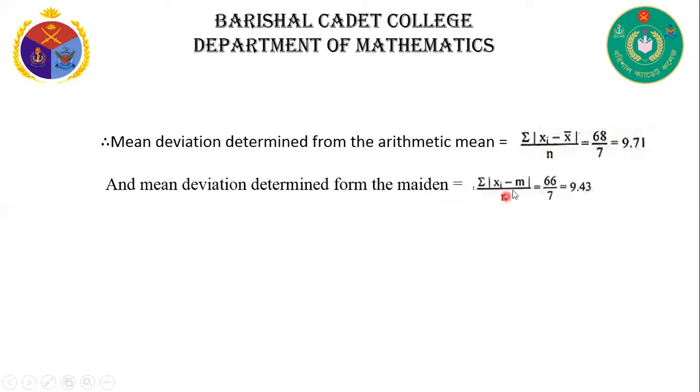We also find mean deviation from median. So from median we know the formula, summation of modulus xi minus M divided by n. Here summation of xi minus M is equal to 66. We know this value, and n is equal to 7. Now 66 by 7, that means 9.43.